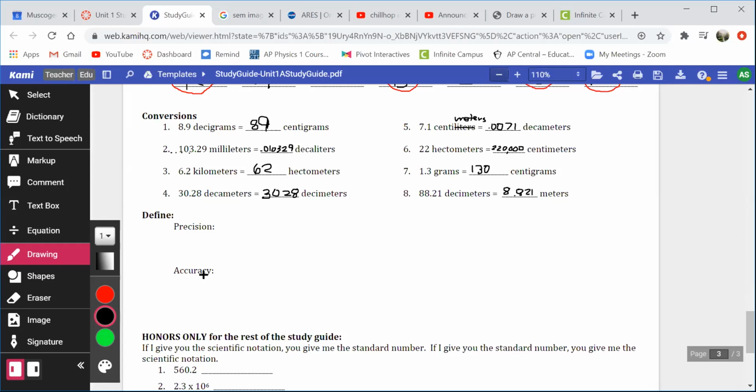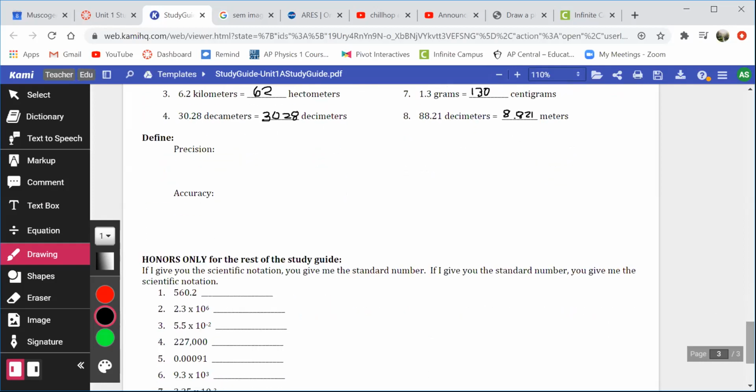It's the degree to which the experimental value agrees with the true or accepted value. There we go. So this is how accurate your answer is compared to what you are trying to get, your true or accepted value, your target, your goal. How close to the goal are you? If you're close, you're accurate. If you're not close, you're not accurate.